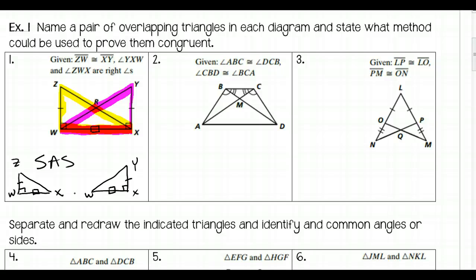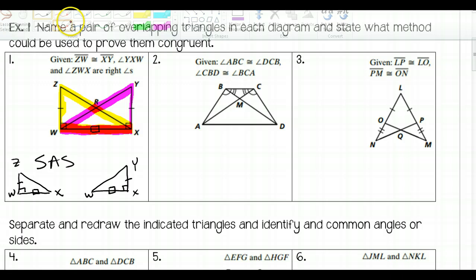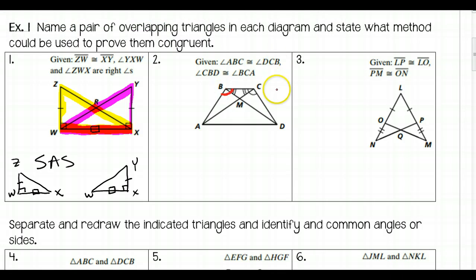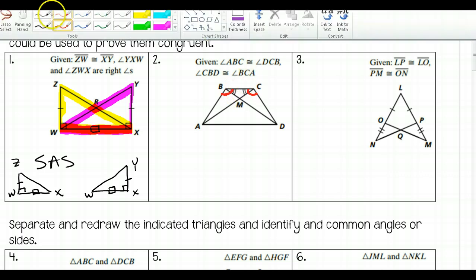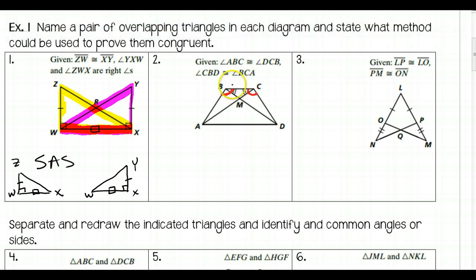Feel free to pause the video anytime and try these on your own. We've got ABC, so this is this angle up in the top corner. I'm going to mark it red. And then DCB is this one. And I also have these two smaller angles in there. So I'm going to go ahead and redraw these triangles that are overlapping separately.